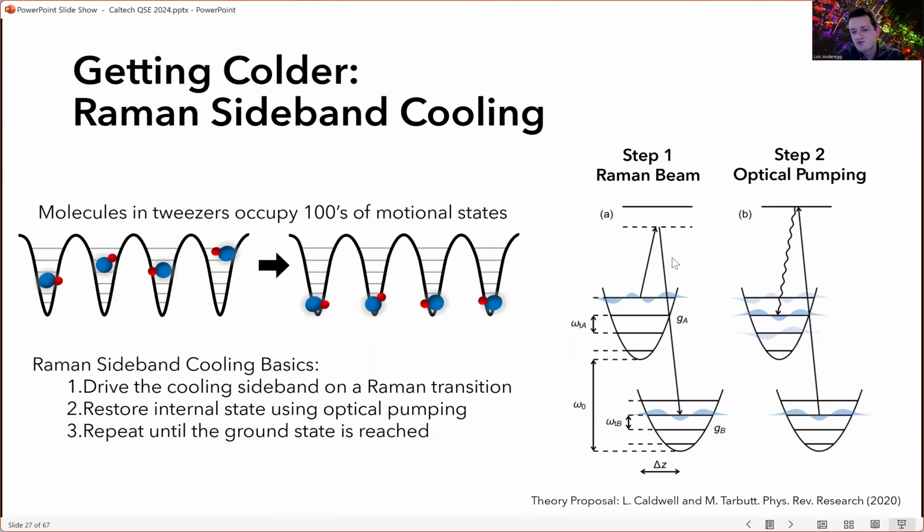The first is to drive a Raman transition between one quanta of motion to one less quanta of motion. And then you apply an optical pumping pulse, which brings you back to this upper manifold. Then you simply repeat this process over and over again until you reach the ground motional states of these tweezer traps. There are some complications if we want to apply this to molecules rather than atoms. But thankfully, much of the theory of how this could be done was first worked out by the group of Mike Tarbutt, and we've simply followed this theory proposal.